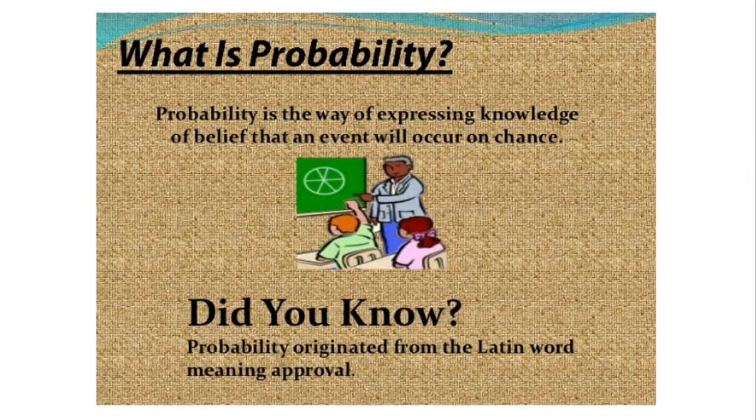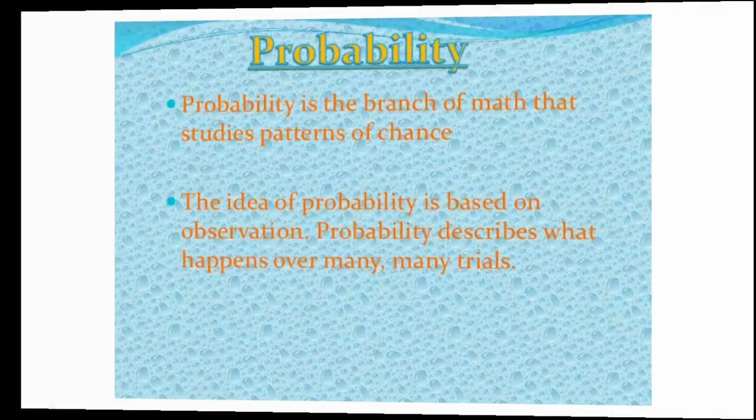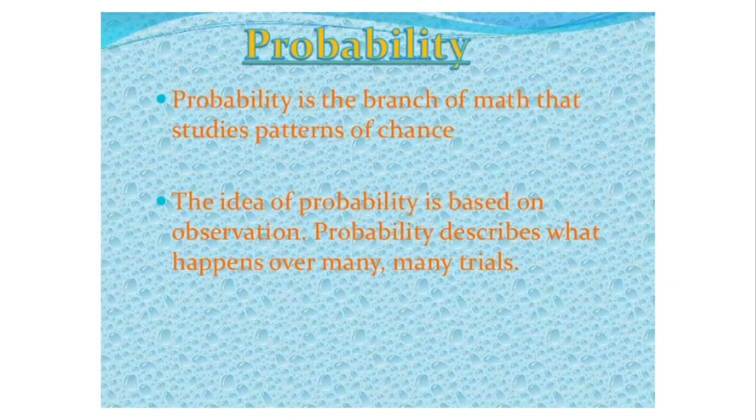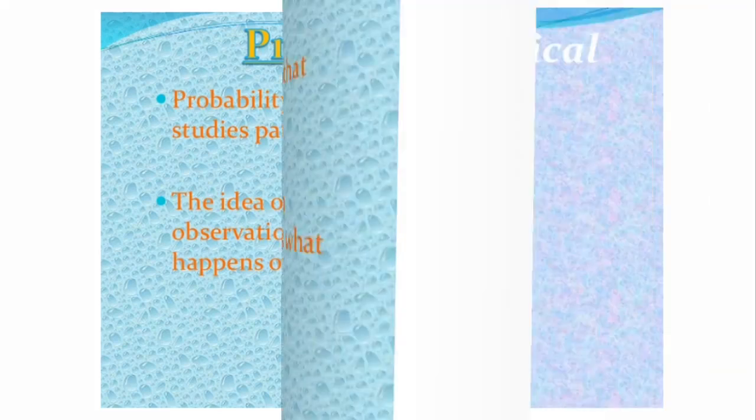See, what is probability? Before going to discuss probability, we need to understand some terminology, that is an event, an experiment and a trial. Probability is the way of expressing knowledge or belief that an event will occur by chance. Probability is the branch of mathematics that studies patterns of chance. Simply we can say that probability is nothing but may or may not situations.